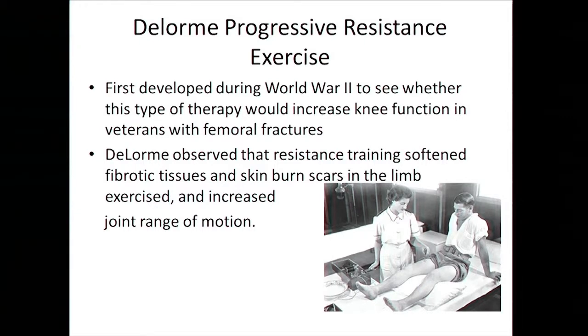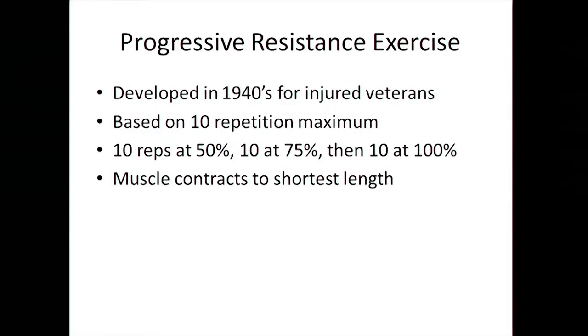Delorme basically used weights and pulleys for men who were in the hospital. And it's based on a 10 repetition maximum. You may have heard of progressive resistive exercise. 10 repetitions at half the weight, 10 at 3/4 of the weight, then 10 at 100% of the weight. What everybody misses, in his first 1945 paper, is that the muscle is loaded when it's short.